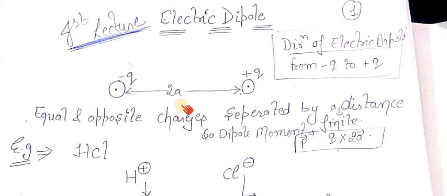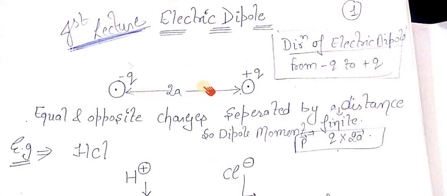So how will we denote the electric dipole? The symbol is p, so we will denote the p vector. P vector is equal to the magnitude of either charge, because they have the same magnitude q, only the sign is different. Here minus and here plus, the magnitude is the same. So you take q into the separation between the two charges, that is 2a.